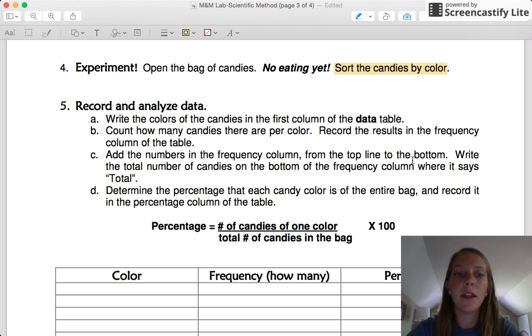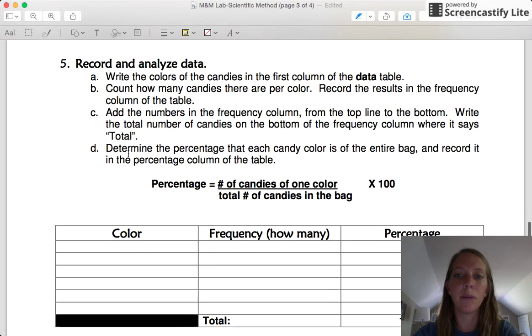Okay. The next thing that's really important is you're going to record and analyze the data. So the first thing you'll do is you'll write the colors of the candy in the first column of the data table. That's right here. You'll write each color. So you'll write blue, red, yellow, whatever colors that you have, you'll write those right here. Then you're going to count how many candies there are per color. So if you count 5 blue, you're going to write 5 right here. That's the frequency, or how many. Okay, you'll do that for each one.